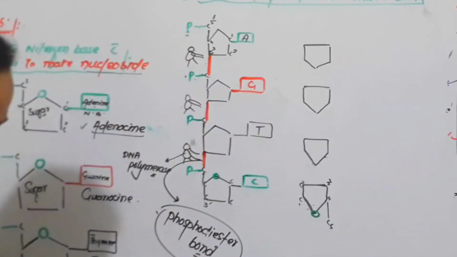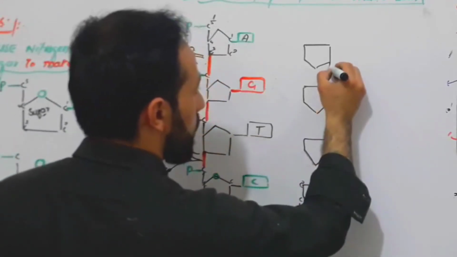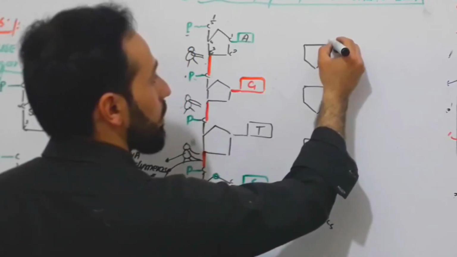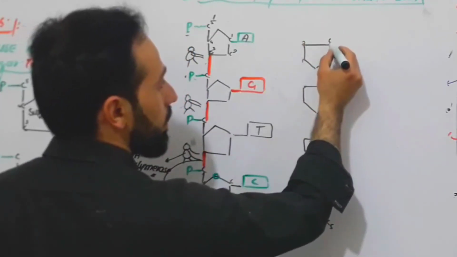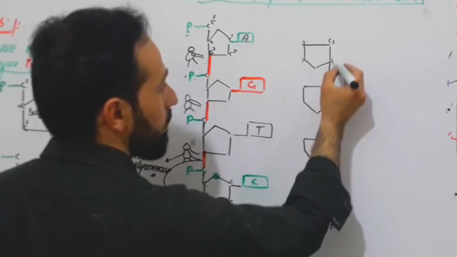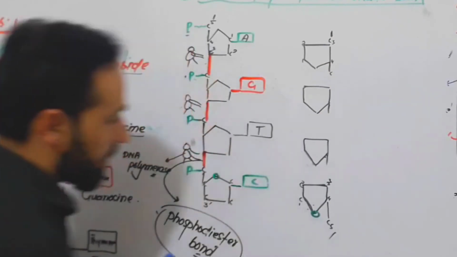You see this? Right. So let's put the phosphates and everything here. This is the carbon number 5, and here is the carbon number 1, 2, 3, 4, and this is 5. So here is the 3 prime, and here is the 5 prime.